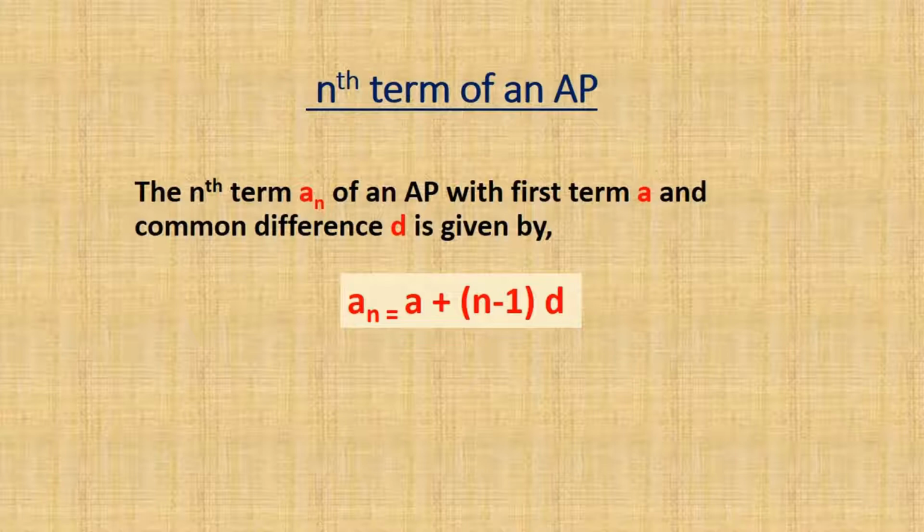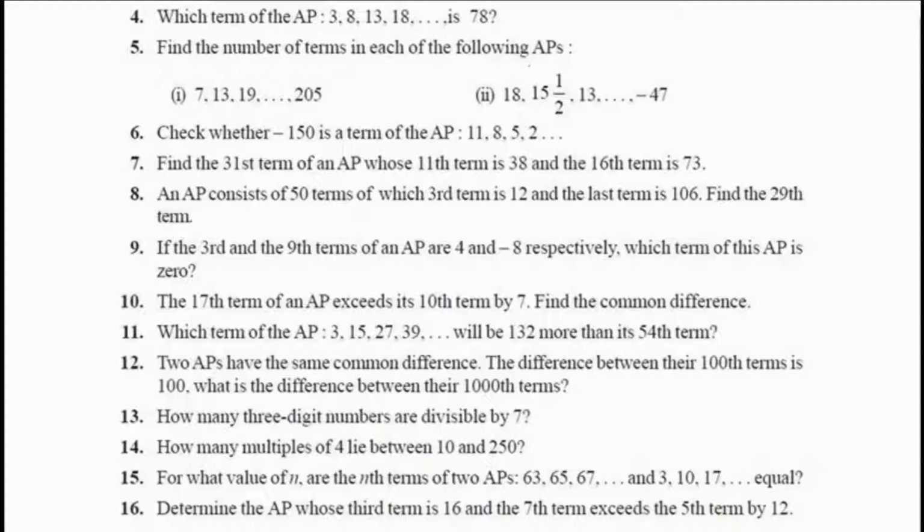We discussed some applications. The 10th question is very simple. The 17th term of an arithmetic progression exceeds its 10th term by 7. Find the common difference. It only takes 4 or 5 steps. We only need to find its common difference.